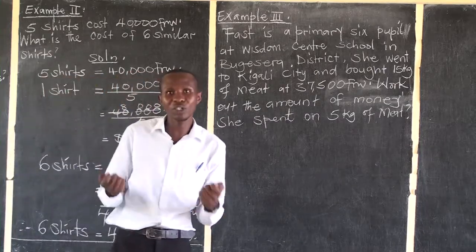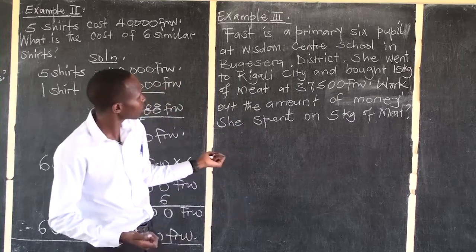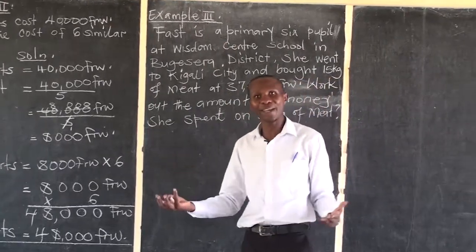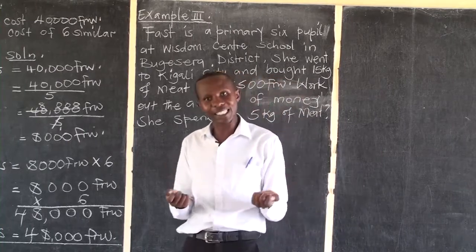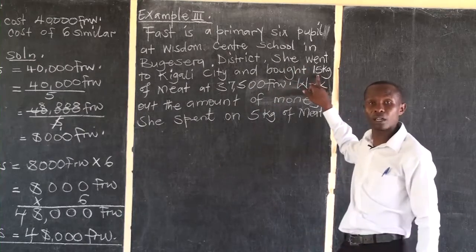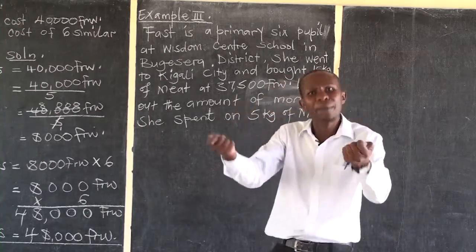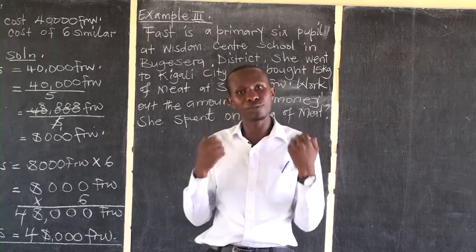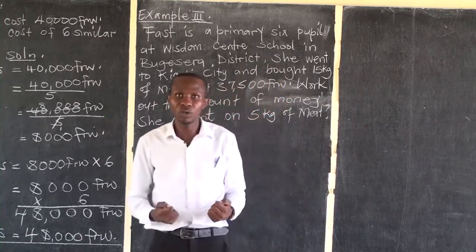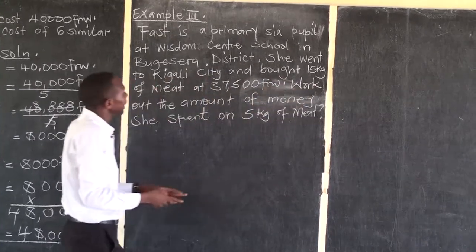So we need to interpret this question well. When you look at the question, this child is at Wisdom Center within Bugesera District. She's in primary 6. She went to Kigali. We don't know whether for the first time or the second time. When she reached Kigali, she had to buy some meat for the family and the friends. How many kilograms did she buy? She bought 15 kilograms, a lot of meat. But how much did she pay for those 15 kilograms of meat? That is what we want to know. And when you look at the question, it says, for all the meat she bought, she paid how much?